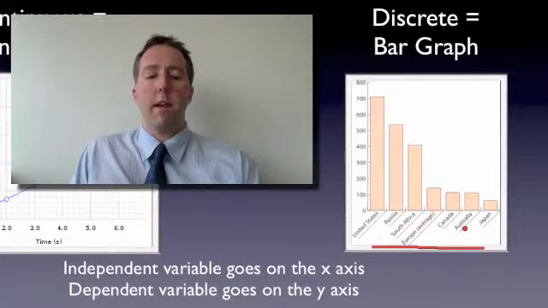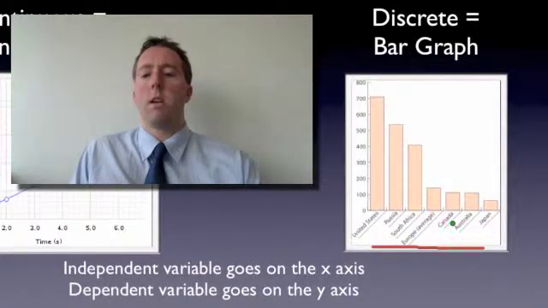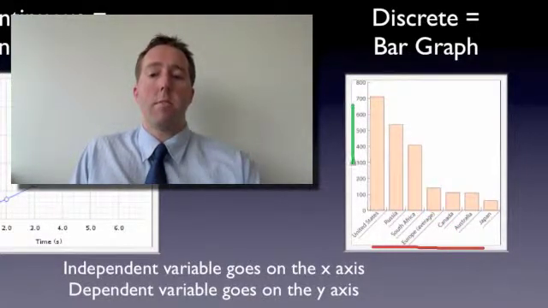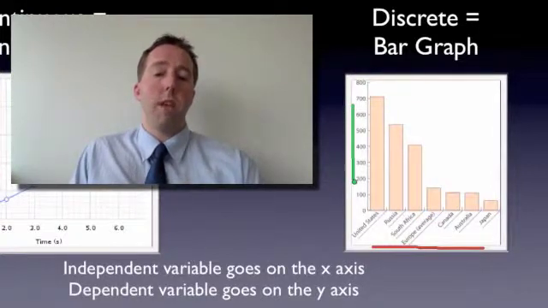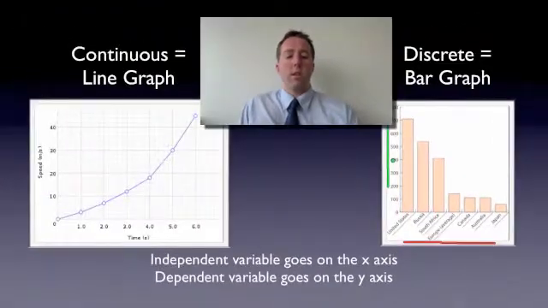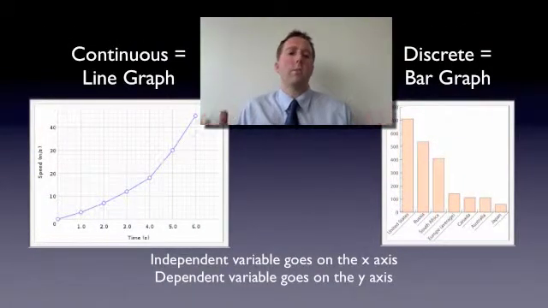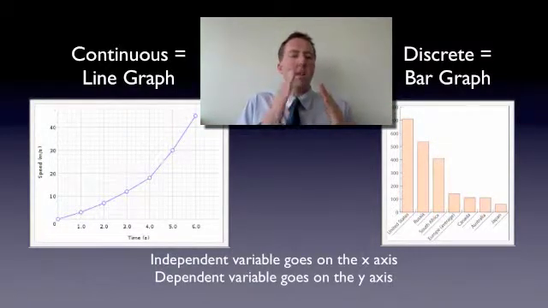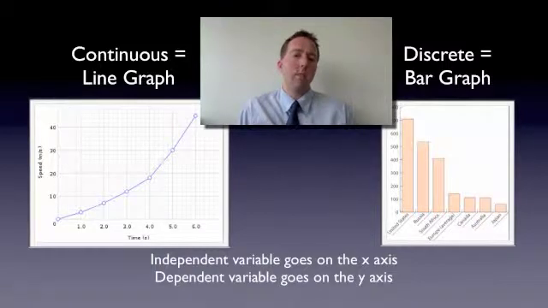And then again, the dependent variable, so the thing that I'm going to measure, this might in fact be something like the population. So the population of these countries is what we're going to measure, and that goes on the y-axis. So the key concept there is that if you've got some quantitative data, if it's continuous, like time, it can change at any little fraction, time or weight or distance, you should present it as a line graph.